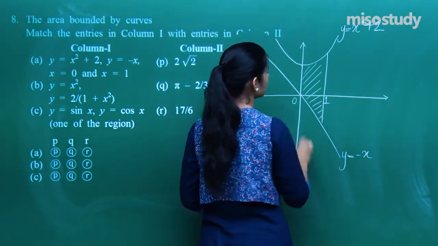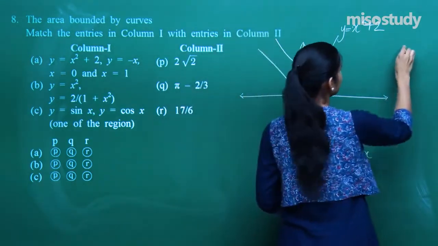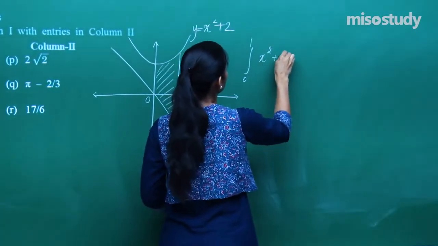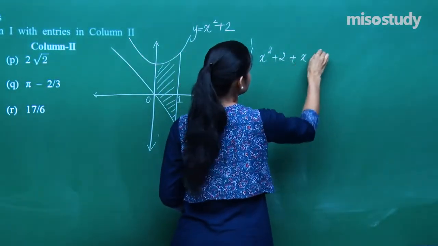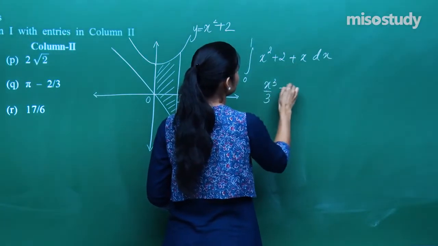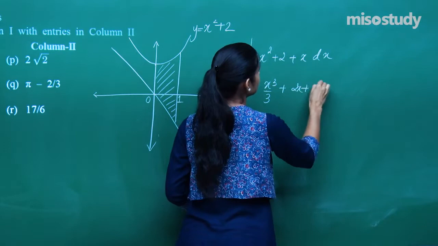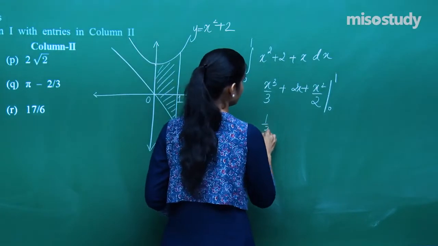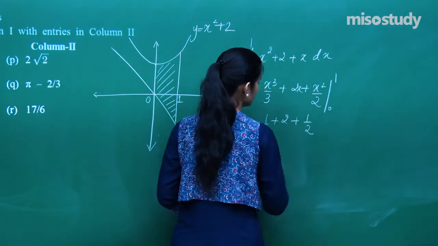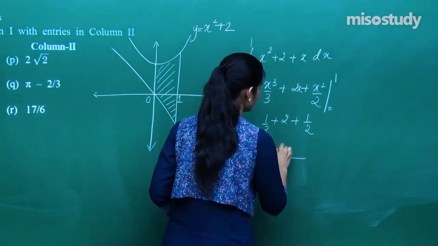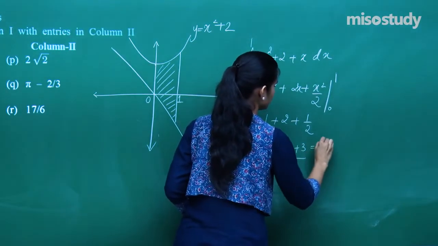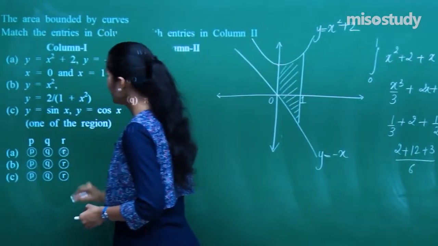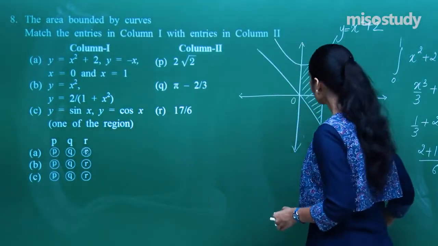This is 1, this is 0. So from 0 to 1, it is parabola minus the line. So it is x square plus 2 minus x. So it is plus x dx. So it is x cube by 3 plus 2x plus x square by 2 from 0 to 1. 1 by 3 plus 2 plus 1 by 2. This becomes what? LCM is 6. You get 2 plus 12 plus 3, which is 17 by 6. Answer is R. So corresponding to A, you get R shaded. Let's look at the next one. What is it that we have?